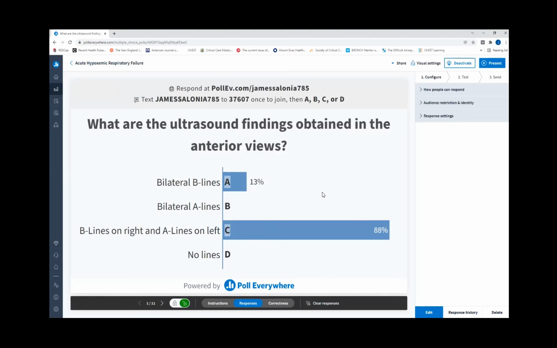Everyone's dropping from bilateral B lines and slowly moving over to C. Good. And C is the correct answer. So we'll just take it back real quick.